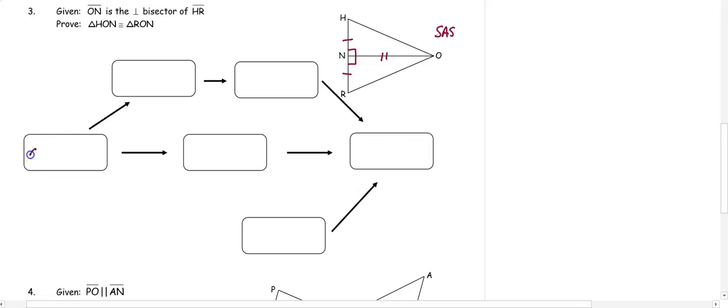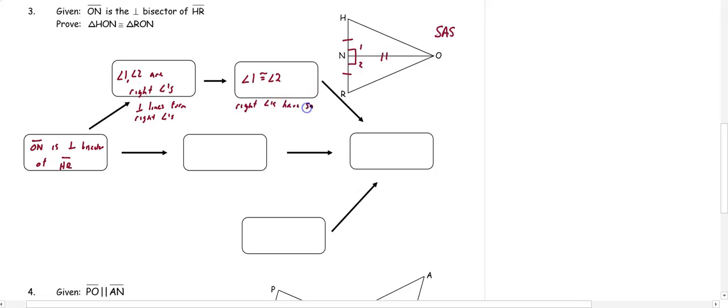So in our longer area, I'm going to start with the first given, that ON is the perpendicular bisector of HR. So now there's two boxes because remember we need to identify our right angles and say that they're congruent. So we would say, if I just want to put angles on here with numbers, angle 1 and angle 2 are right angles. And we know that's true because perpendicular lines form right angles. And then we have angle 1 is congruent to angle 2 because right angles have the same measure and are congruent.